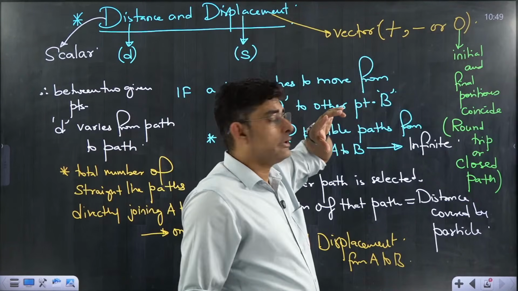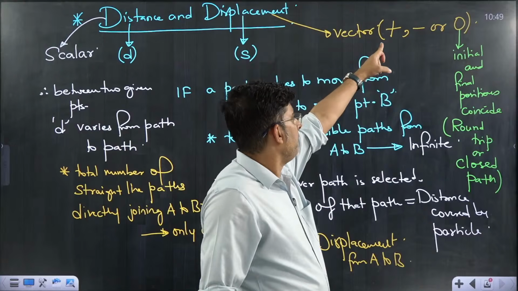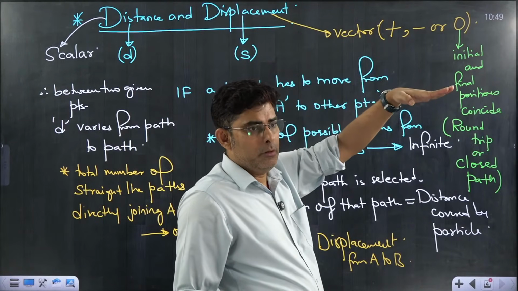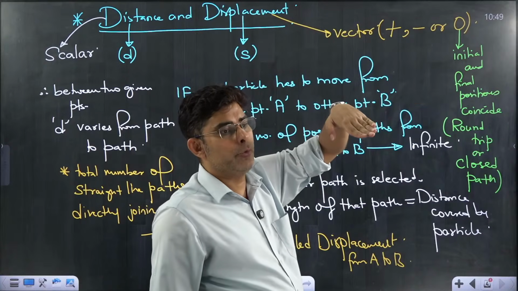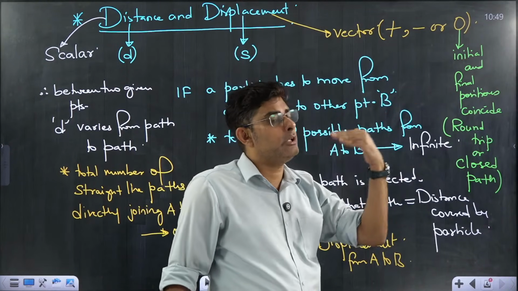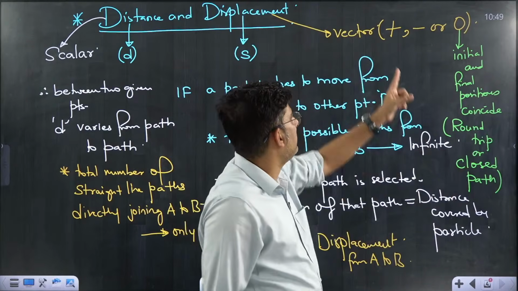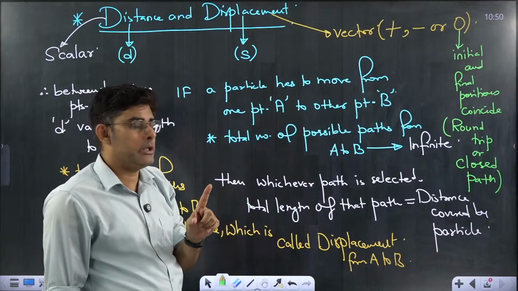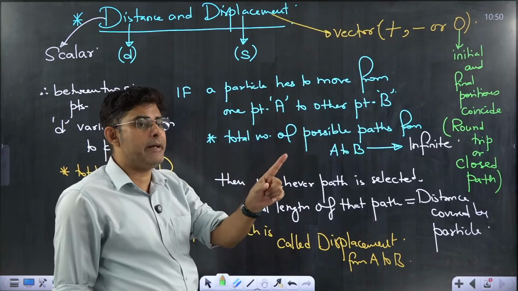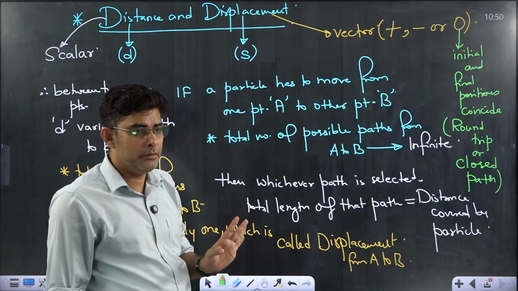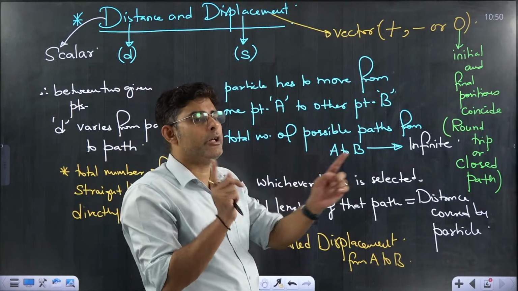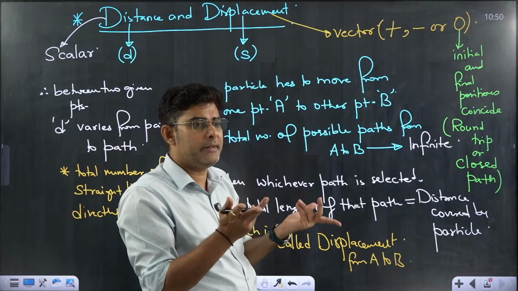What are positive and negative used for? If the final position is on the side of the initial direction along which you were moving, then I will say displacement is positive. What was your initial direction of motion? If your final position is on that side, displacement is positive. And if your final position is opposite to the direction of your initial motion, you will say it is negative.